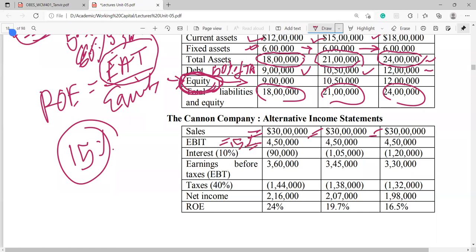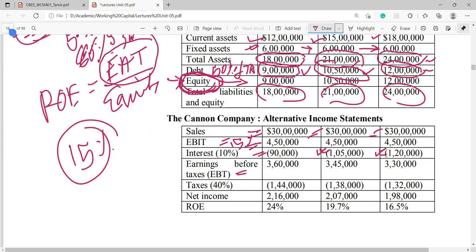And then interest is 10% of what? Of the debt. So just follow my pen. This is the first debt, 9 lakh. 10% of 9 lakh is 90,000. Then 10% of 10 lakh 50,000 is 1 lakh 5,000. 10% of 12 lakh is 1 lakh 20,000. Now, how can you calculate earning before taxes?